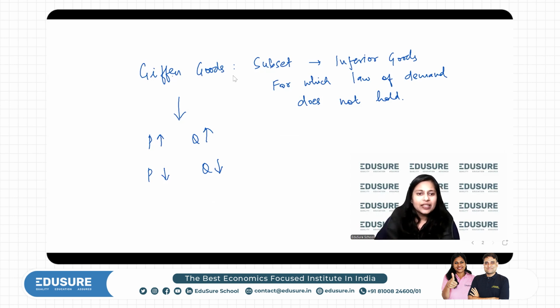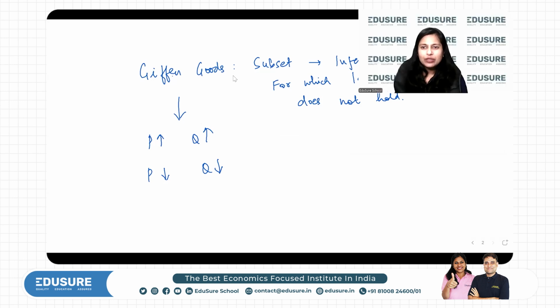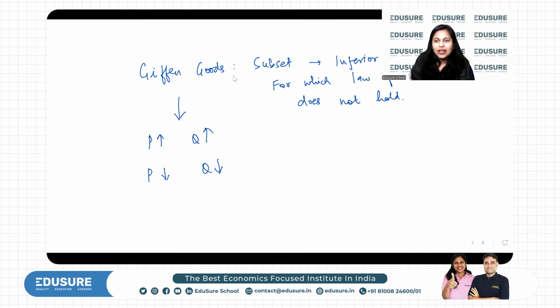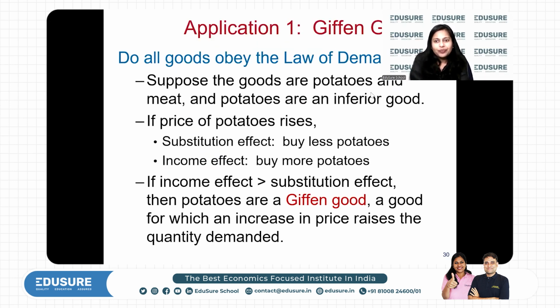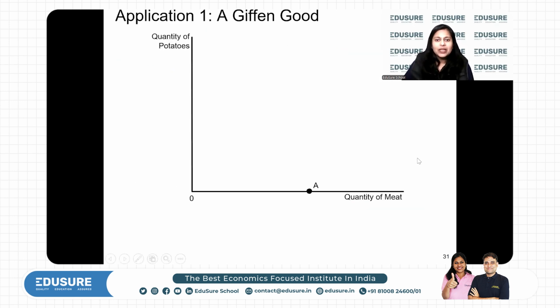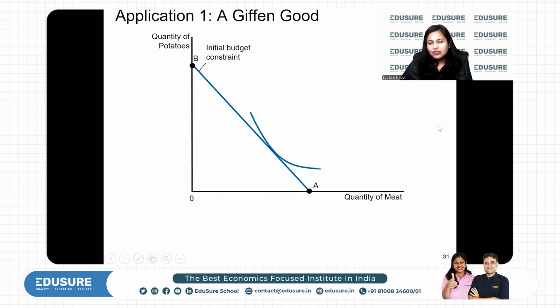And let's go back to understanding more about Giffen goods. So do all goods obey the law of demand? No. So substitution effect, income effect. If the income effect is stronger than the substitution effect, then the goods are Giffen goods. A Giffen good is a good for which an increase in price raises the quantity demanded. So here is an example using indifference curves for Giffen goods. So for example, this is the quantity of potatoes and meat which is bought.